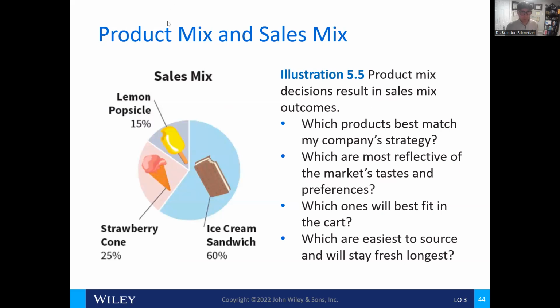Here we have an example. Our company sells ice cream. We have different kinds of ice cream sandwiches, strawberry cones, and lemon popsicles. We try to look at this product mix to determine which products best match the company's strategy, which are most reflective of the market's tastes and preferences, which will best fit in a shopping cart, and which are easiest to source and will stay fresh the longest.